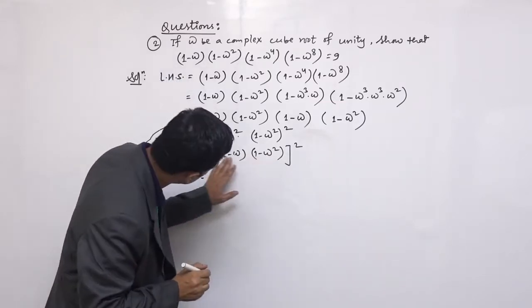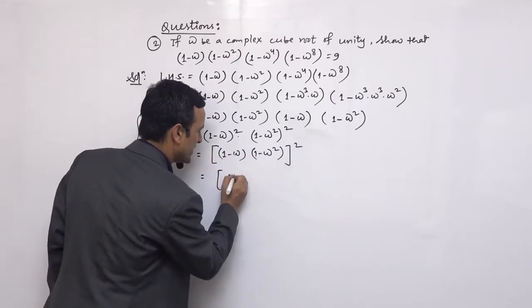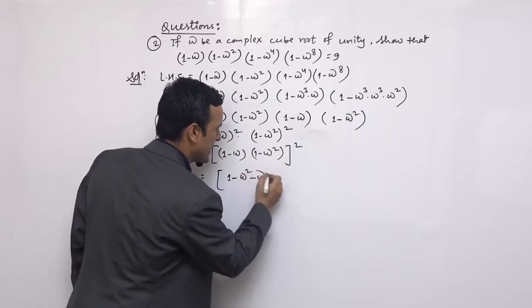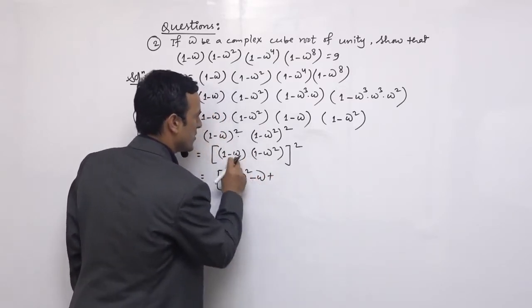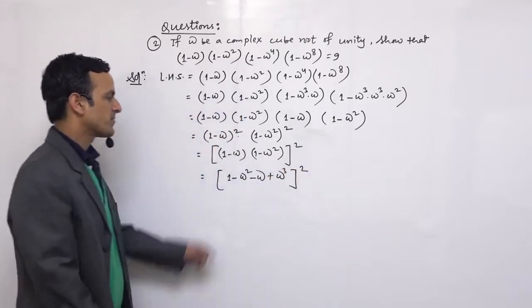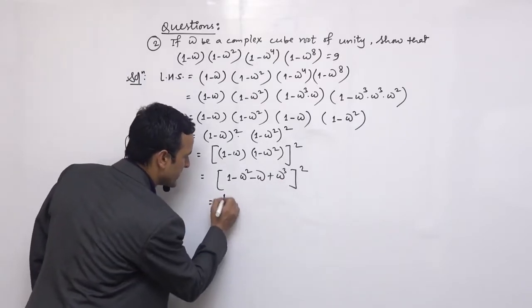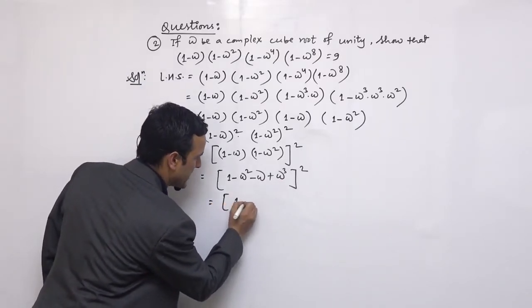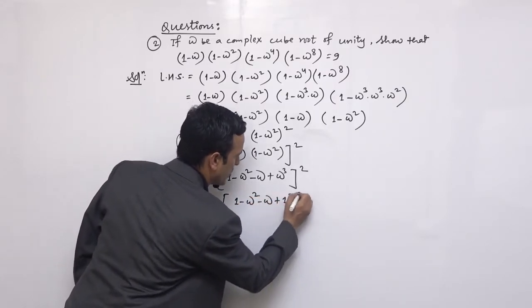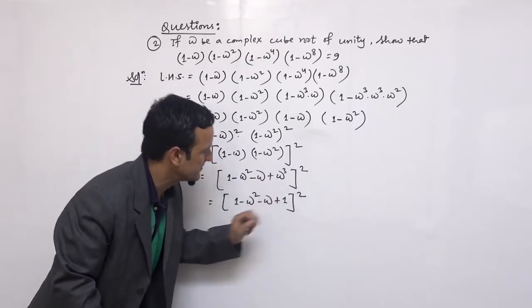Now we can multiply over here. There is no omega cube anywhere here, so we can multiply. 1 into 1 is 1. 1 into omega square, omega into 1 is omega, minus minus plus, omega into omega square is omega cube, whole square. This into this means omega cube. So let's solve it: 1 minus omega square minus omega plus 1, whole square. Here is also omega cube, so omega cube is 1.